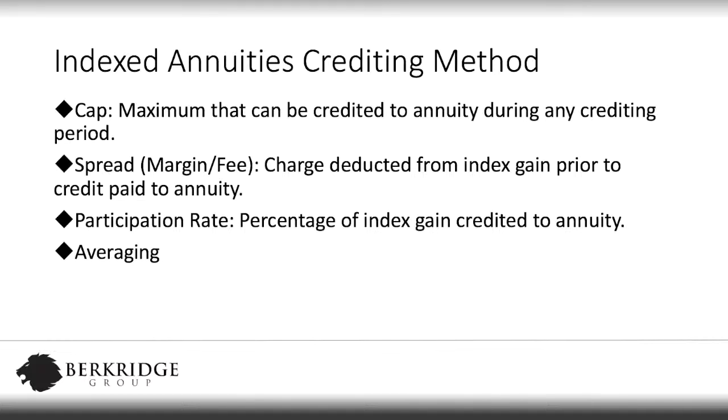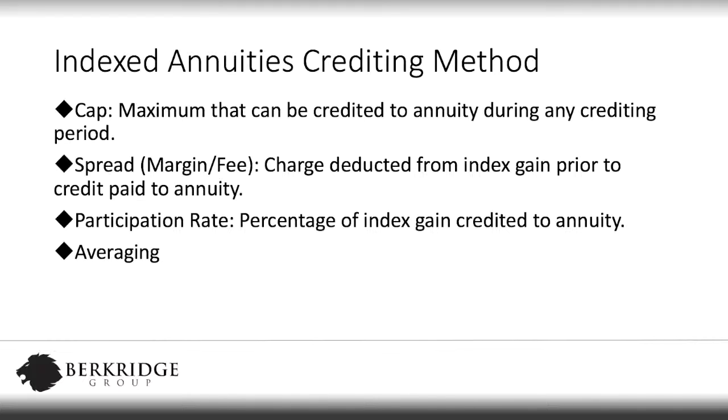So another point on index annuities' crediting methods: we have cap, spread, par rate, averaging. The cap is the maximum that can be credited to an annuity during any crediting period. So if the annual point to point hits 15% but our cap is 12, we'll only get a 12% crediting rate. The spread is a charge deducted from the index gain prior to the credit paid to the annuity. Say your spread is 100 bips and you get a 10% return for that crediting period. Well, you're only going to realize 9 in this example.